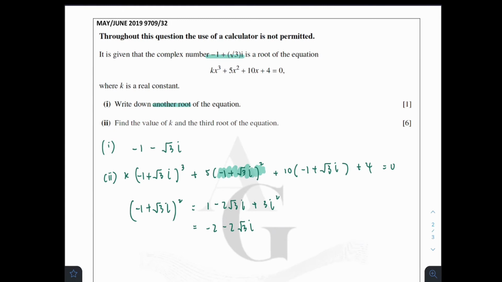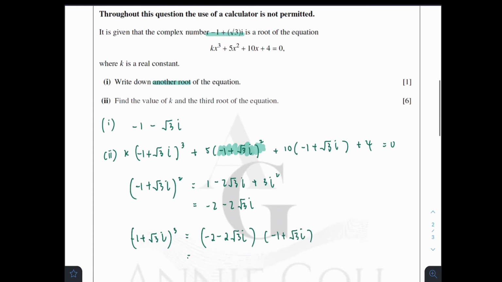As for the power 3, negative 1 plus square root 3i to the power 3 is just, using this value, negative 2 minus 2 root 3i, times negative 1 plus square root 3i again. From here, you can open up one by one. Negative 2 times negative 1, you get a 2. Then negative 2 square root 3i plus 2 square root 3i and minus 6i squared. Then we will have an 8. Alright, so this one you can substitute into here.